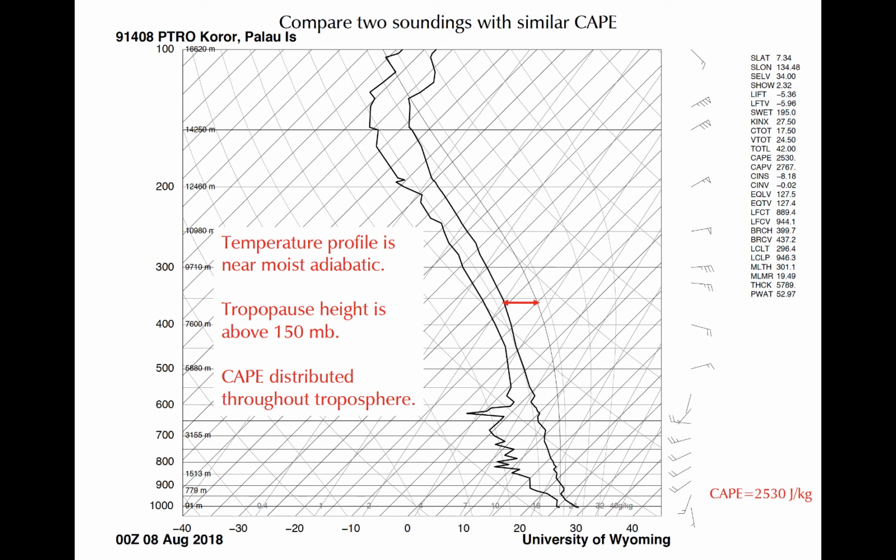Here, we are looking at a sounding from Palau with a temperature profile that is nearly moist adiabatic. The CAPE, like before, is distributed through the troposphere in a deep layer. Total CAPE is about 2,500 joules per kilogram. However, the lower free troposphere is not particularly moist between 900 and 600 millibars, where it's conditionally unstable. So the TPW is only about 53 millimeters.